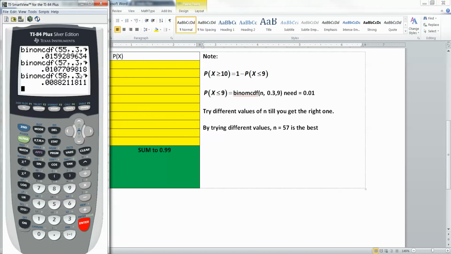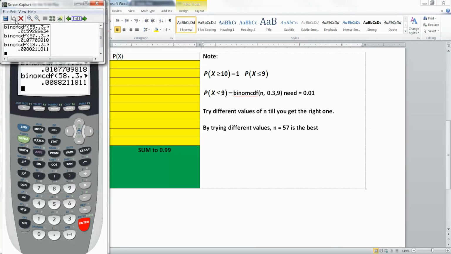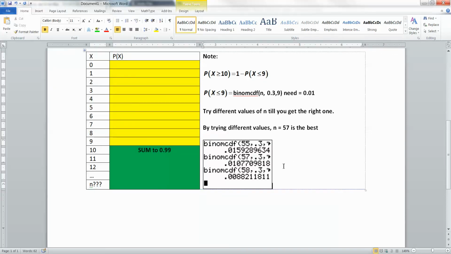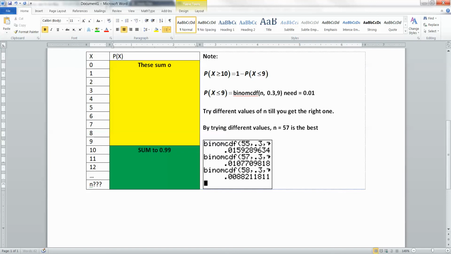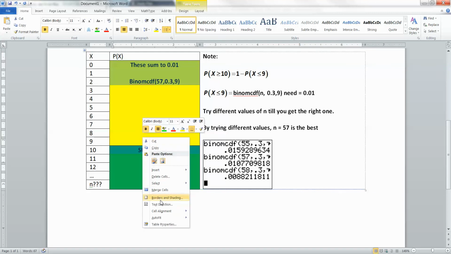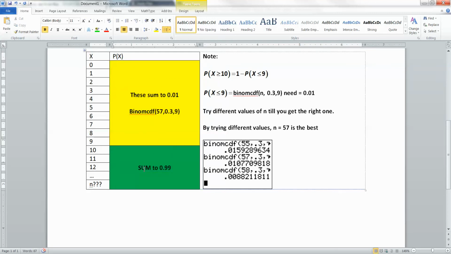Best, not beast. All right, let me take a picture of it. Okay. Copy and paste. You can see it right there. The one that gets you 0.99 down here is the one that gets you 0.01 up here. So I have it so all of these ones are adding up to 0.01. Here, I'll merge the cells. I'm going to say these sum to 0.01. And we found that with binom CDF, comma, 57, comma, 0.3, comma, 9. So that's what these ones all add up to. And therefore, the complement, the green part, which is the part we were actually looking for, makes 0.99. At least 10 is all this stuff down here.